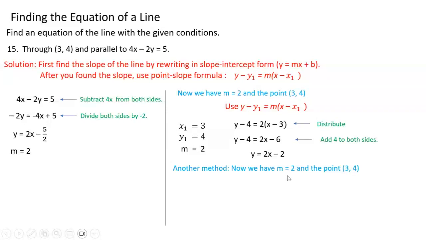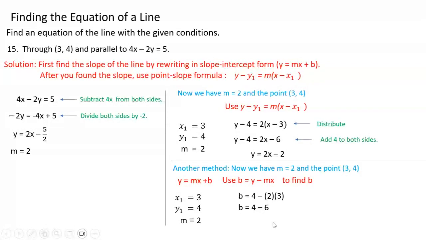Now, there's another way to find the equation without using the point slope formula. Okay? If you have y equals mx plus b, if we're solving for b, we subtract mx from both sides, so we get b equals y minus mx. This is how you find b. So I already know what the slope is, we got it earlier, which is 2. My x1 is 3 and my y1 is 4, so I'm going to plug them into the formula. So b equals y is 4, my m is 2, and my x is 3.